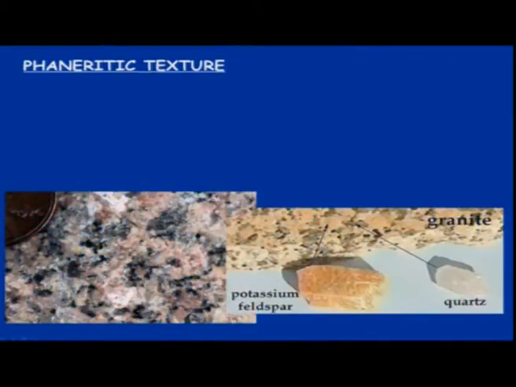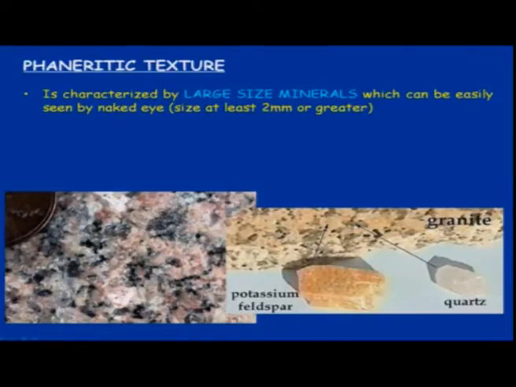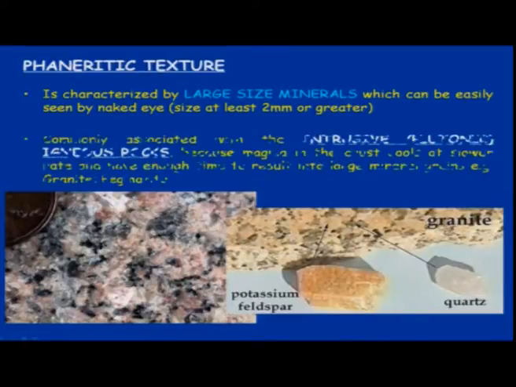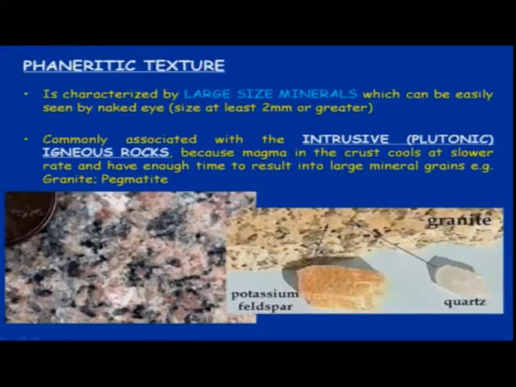So, phaneritic texture, if you look, what we see is the coarser minerals, or the crystals. Okay. So, it is characterized by larger size minerals which can be easily seen by the naked eye. Okay. Size is at least 2 mm or greater, and it is commonly associated with intrusive rocks, which are also termed plutonic igneous rocks. Okay. Because the magma in the crust cools at a slower rate and has enough time to result in the formation of larger size crystals. Okay.